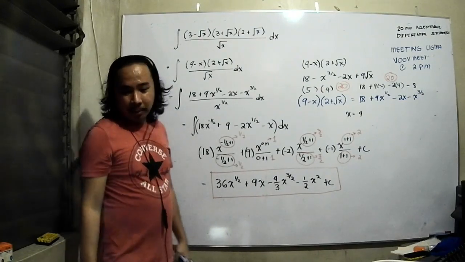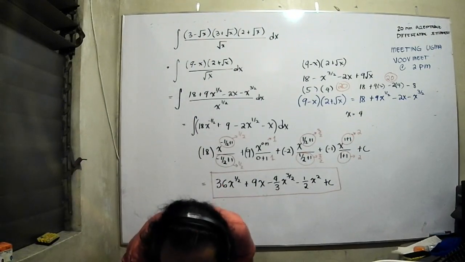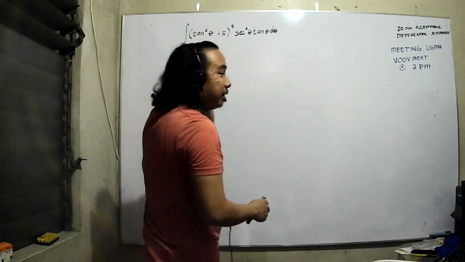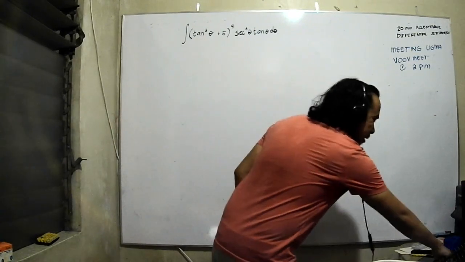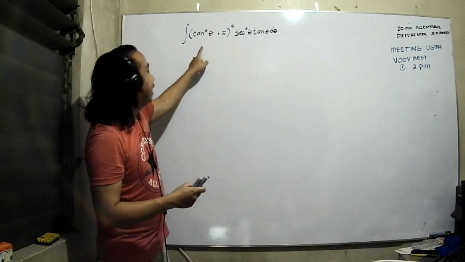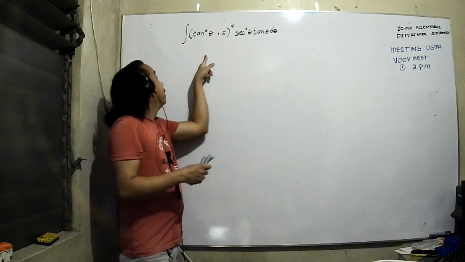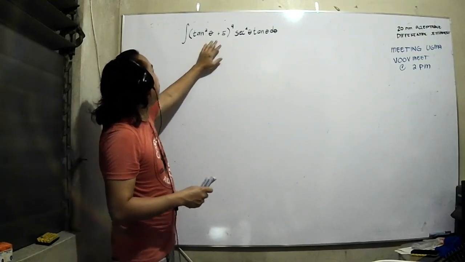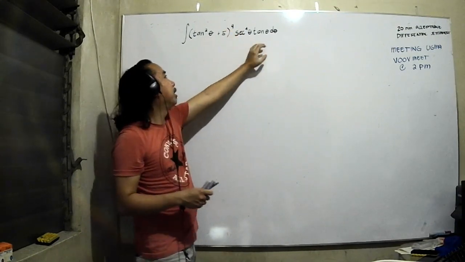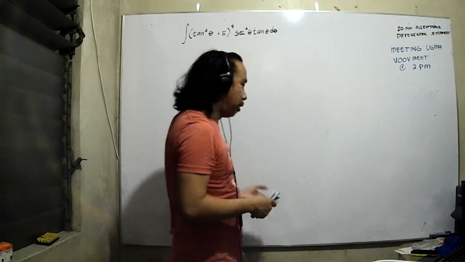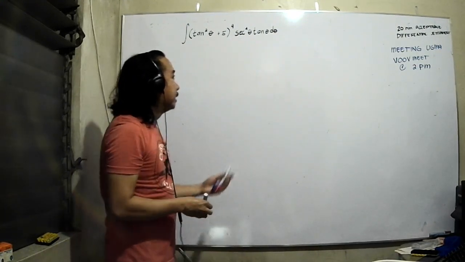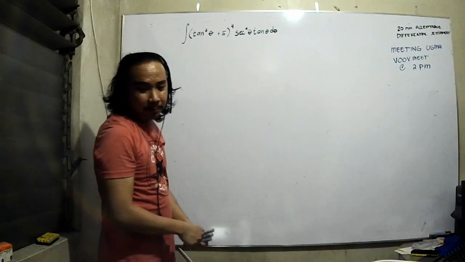Okay, so let's try another problem. In this problem, I noticed that most of you have some difficulty with it. It is the integral of tangent squared theta plus 5 to the power 4, sec 4 theta, tangent theta d theta. Let's try solving this.